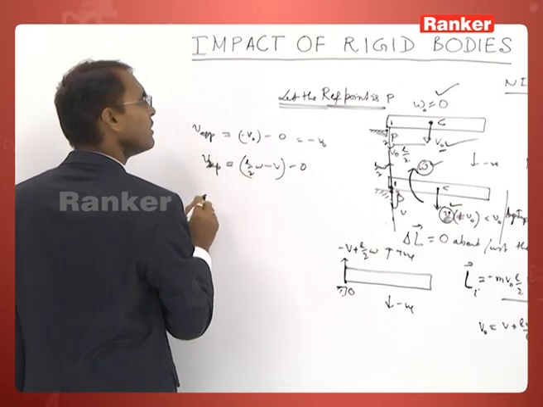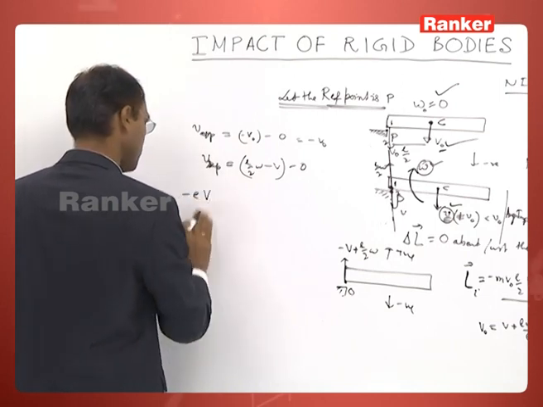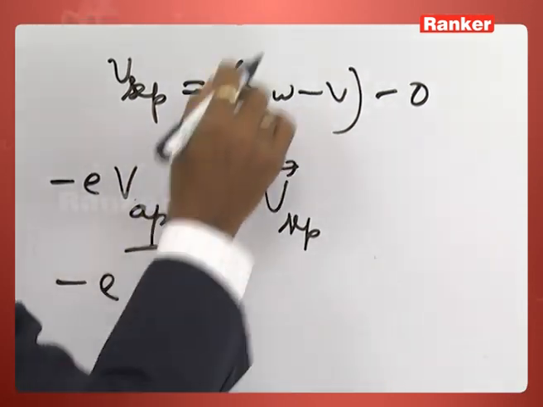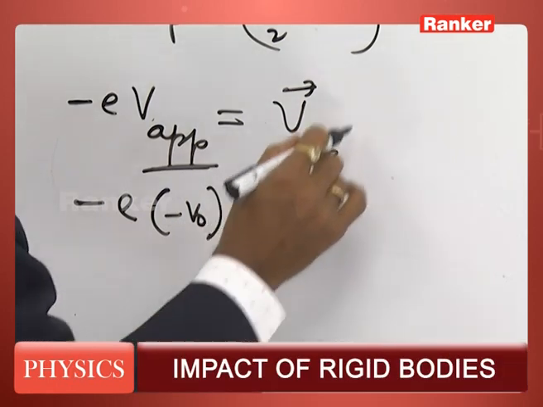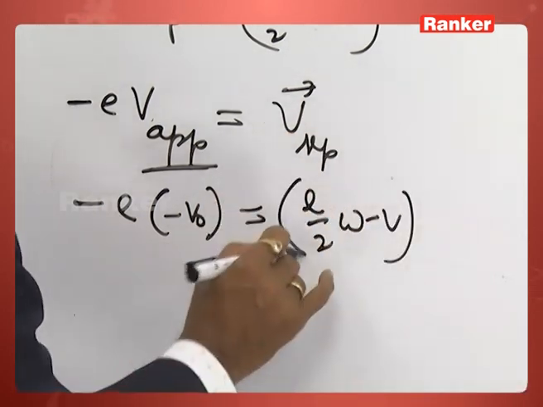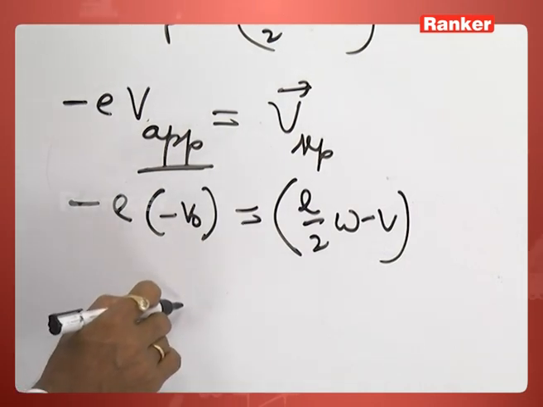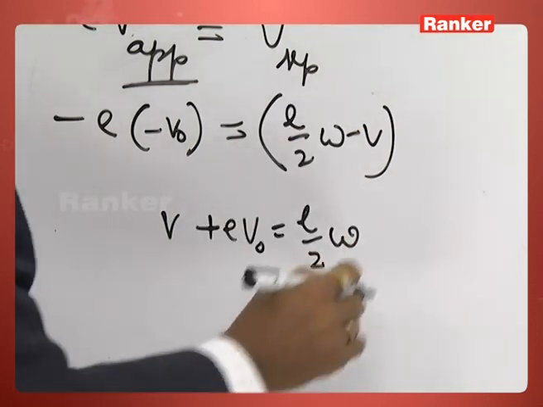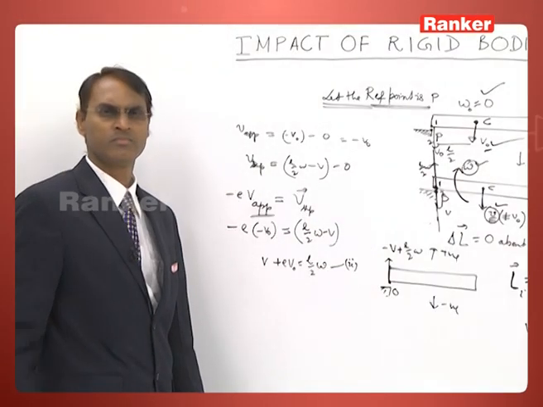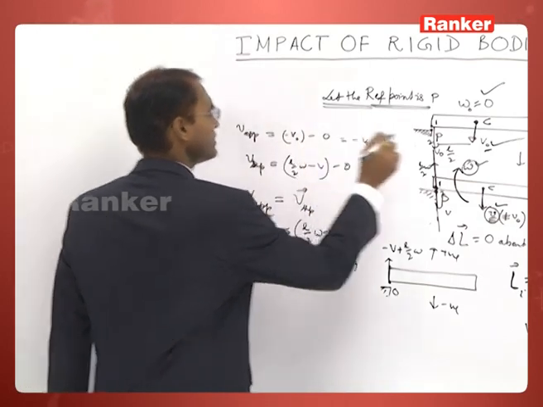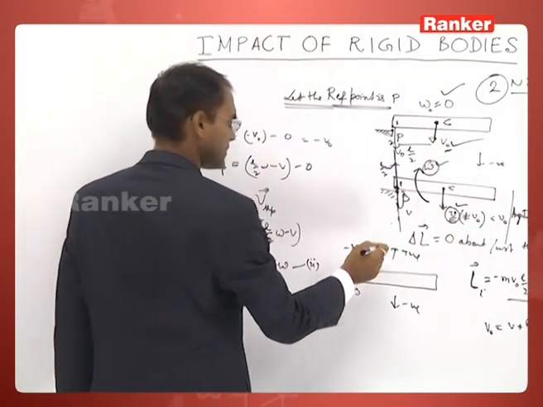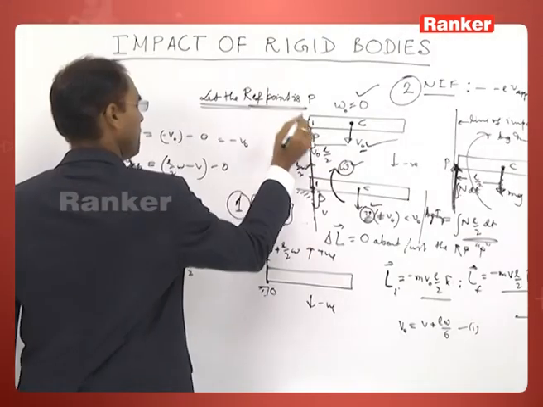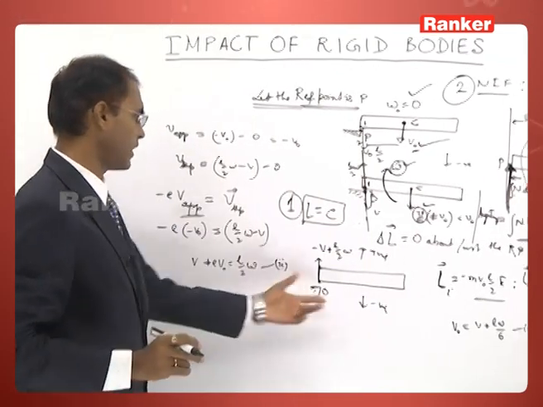Now apply Newton's empirical formula, which states that minus e into velocity of approach is equal to velocity of separation. Minus e into approach velocity, minus V naught, is equal to separation velocity, l by 2 omega minus v. So you are getting the second equation: v plus e V naught is equal to l by 2 into omega. So this is the second equation. Now the concepts are Newton's empirical formula, the second concept, and the first concept is conservation of angular momentum about the point of contact, the point of collision. Now you can solve these two equations.